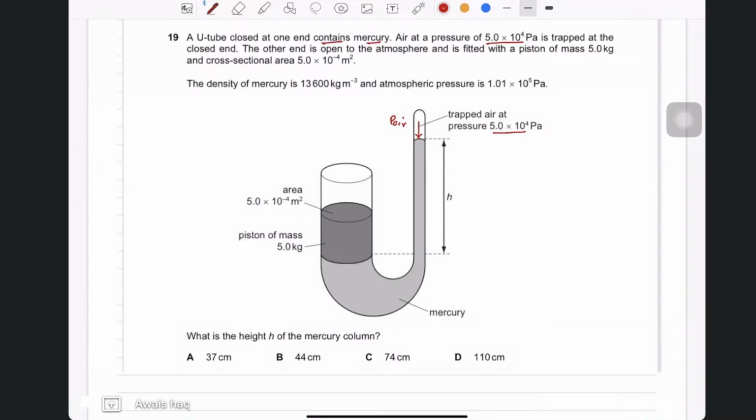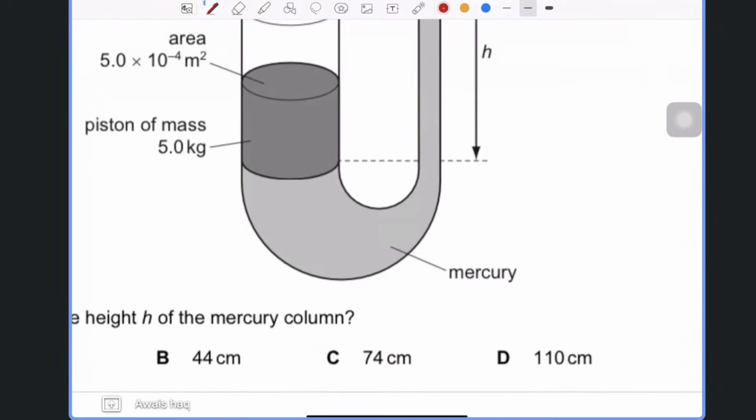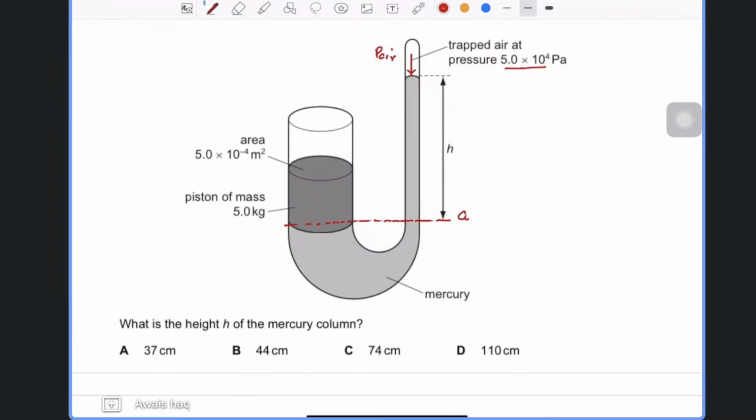Where you started at? Yes, it is this point, because exactly at this point we are gonna get the same pressure. So you're gonna cut it from here, and now you will see that you need to include this one, which is the mass, and then obviously the atmospheric pressure because it's open from this side, and then this much of the mercury column.